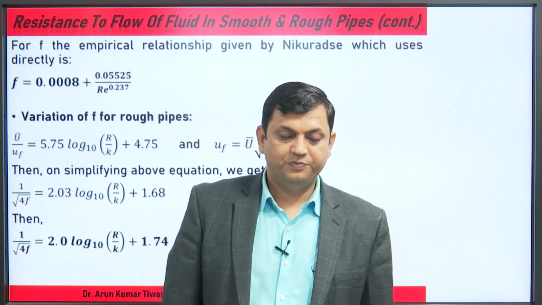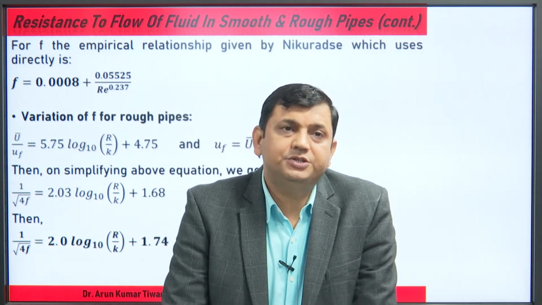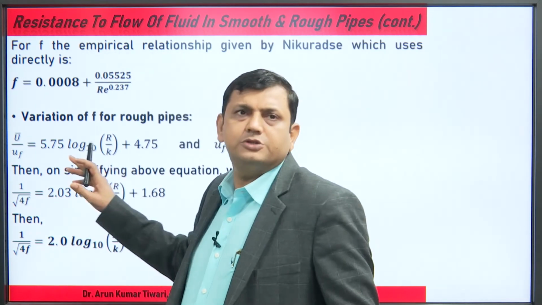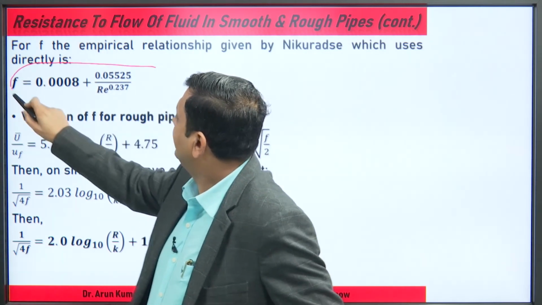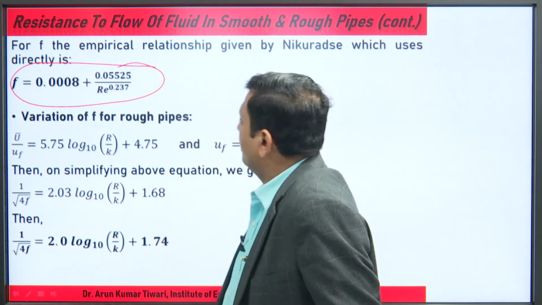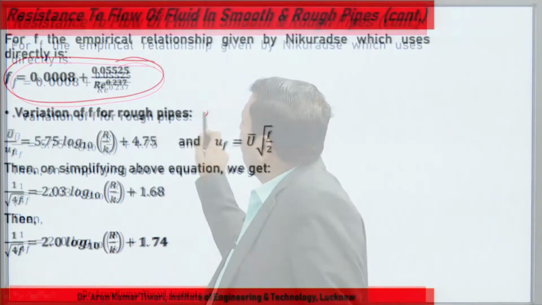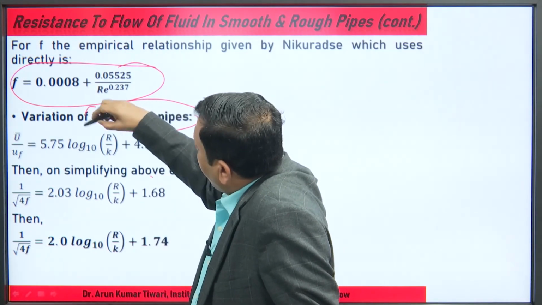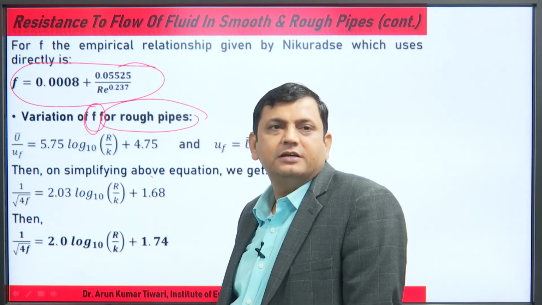Again, by the Blasius experiment, if you go for the empirical relation, this one is the friction factor. So this F we can write directly in terms of the Reynolds number. What about the rough pipe? What is the variation of F in the rough pipes?